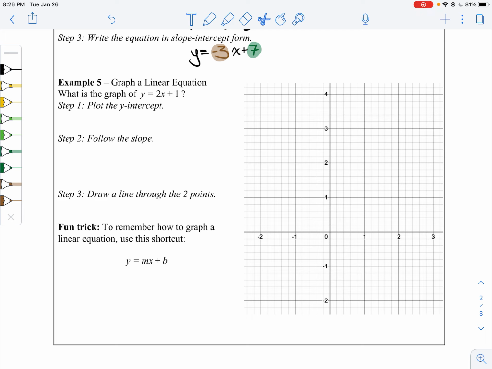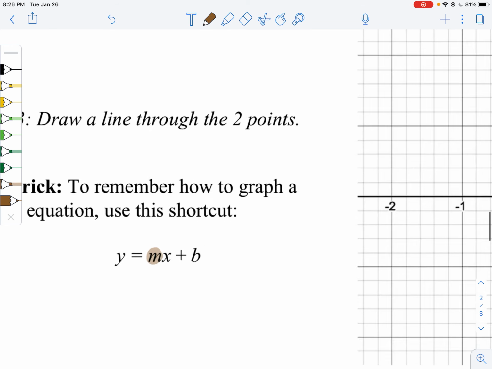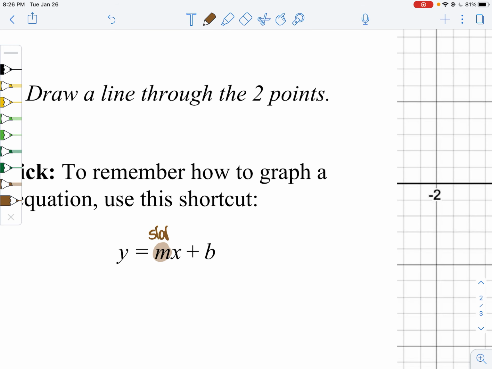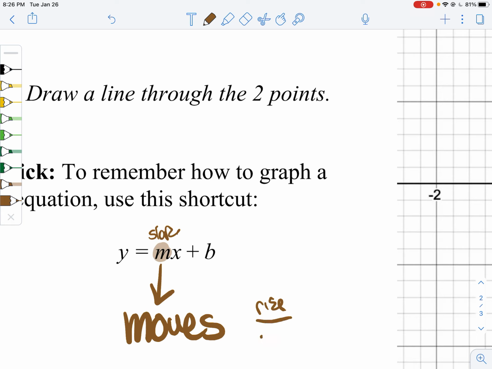I'm gonna teach you the shortcut first. So when you have y equals mx plus b, my hint for you is that m, which you know is the slope, shows you how the graph moves. It gives you your rise over your run, right? That's what slope is. M for moves shows you how far up do you go and how far over do you go. Rise over run.